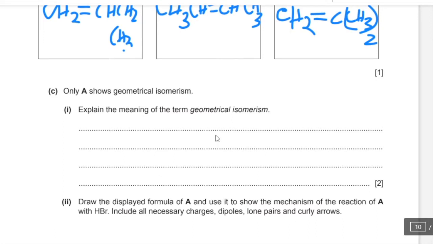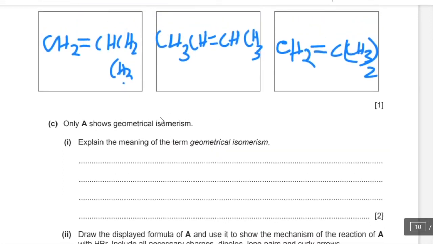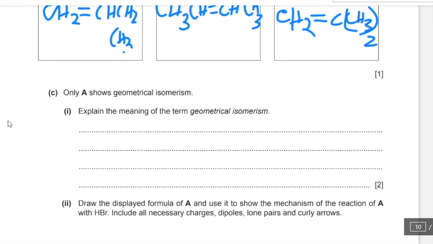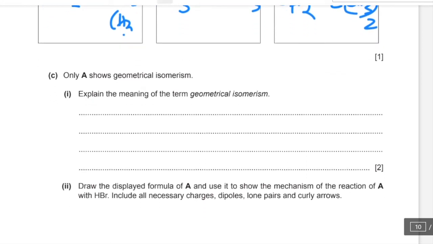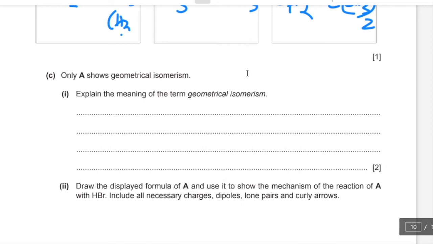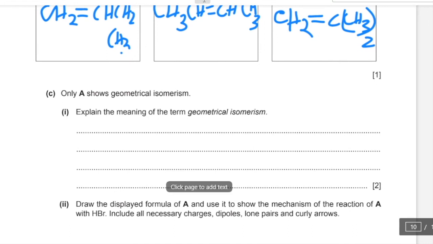C. Only A shows geometric isomerism, that is cis-trans isomers. So this is going to be A, since this is the only compound which has each carbon in the double bond bonded to 2 different groups of atoms. 1. Explain the meaning of the term geometrical isomerism. So these are geometrical isomers, first because they are stereoisomers, because they have the same structural formula but differently arranged atoms in space, and in stereoisomers they have to be either geometric or optical, and they are geometric because there is a double bond between carbon atoms which prevents rotation.